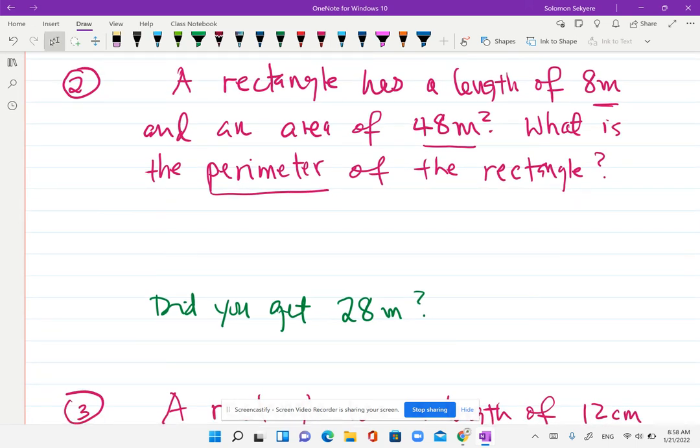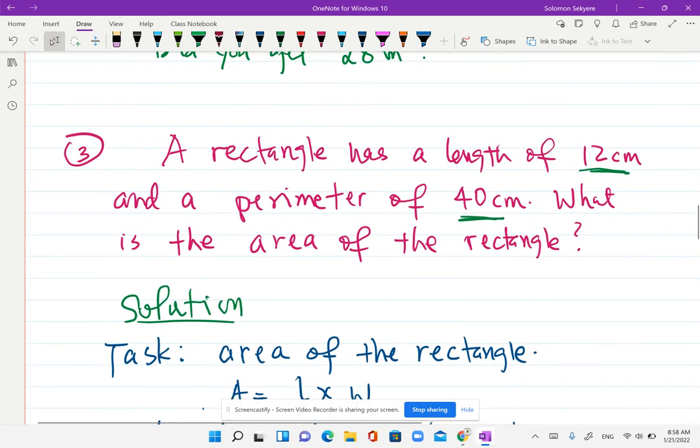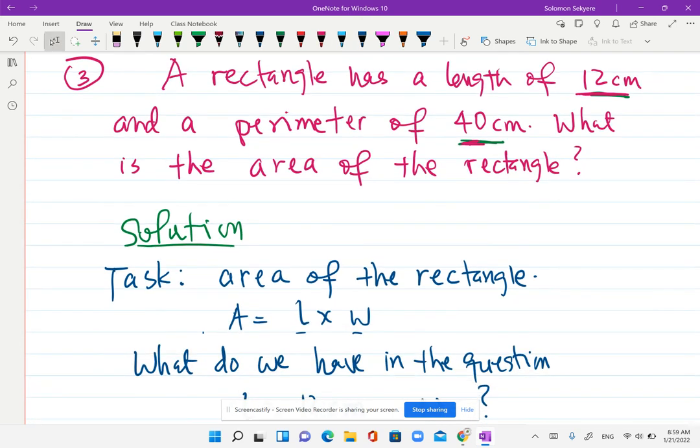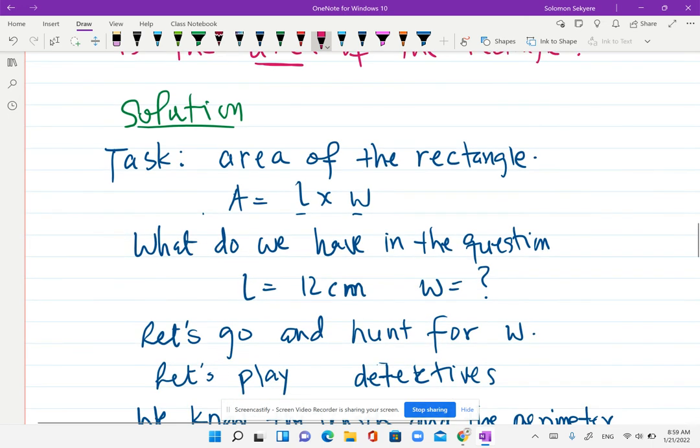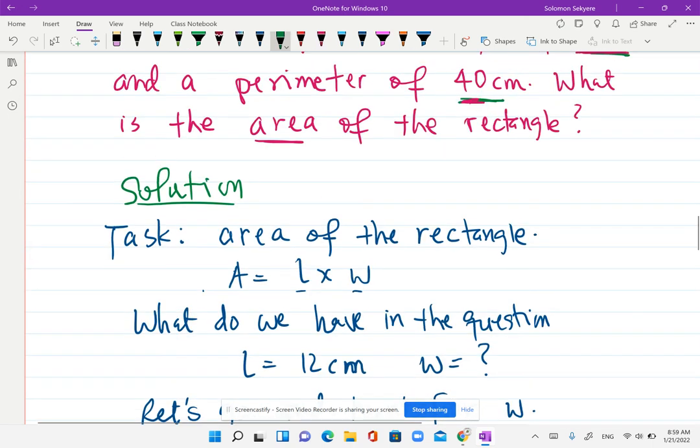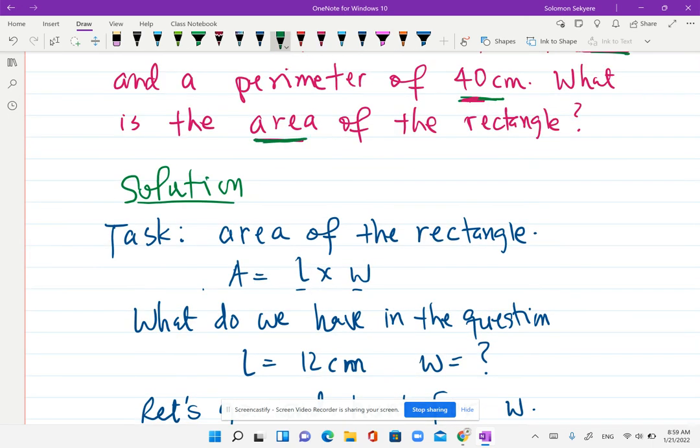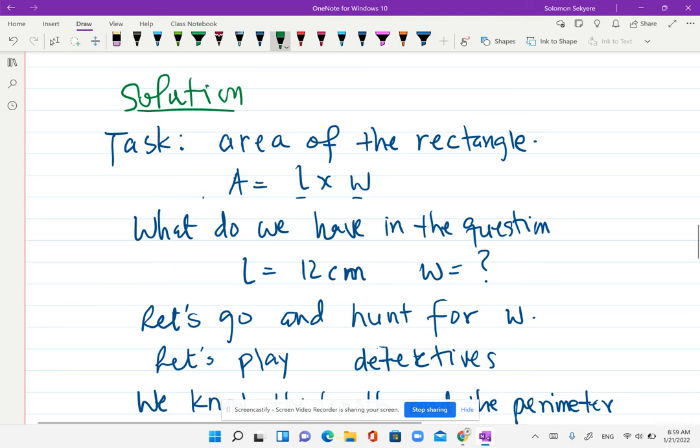Okay, let's do a different type of question. Here, you've been given the length or one side of a rectangle, and you'll be given the perimeter of the rectangle. Your question is also: what is the area? Underline that. What is the area? Like I said, always go to the final part of it. What have you been asked to do? What is the area?